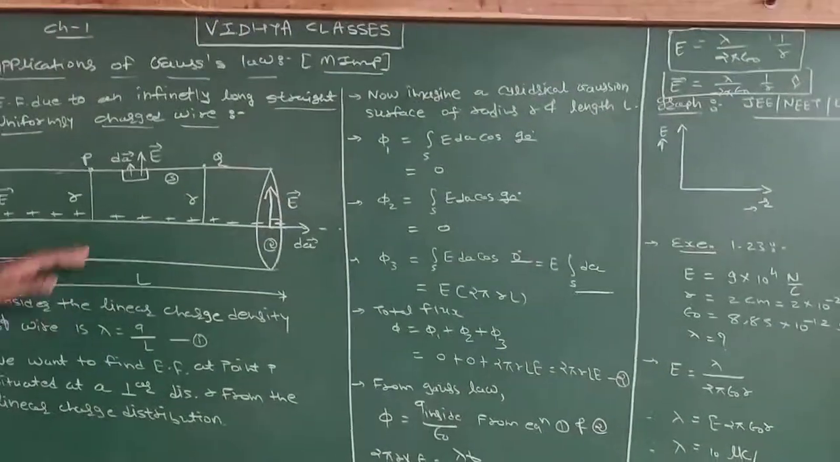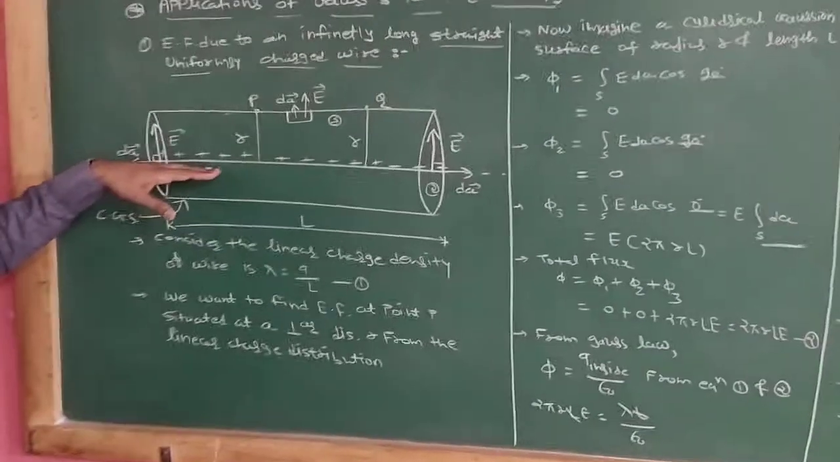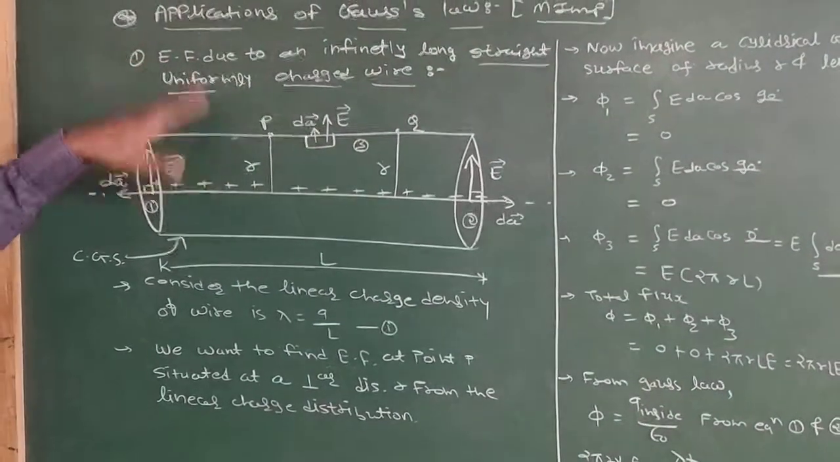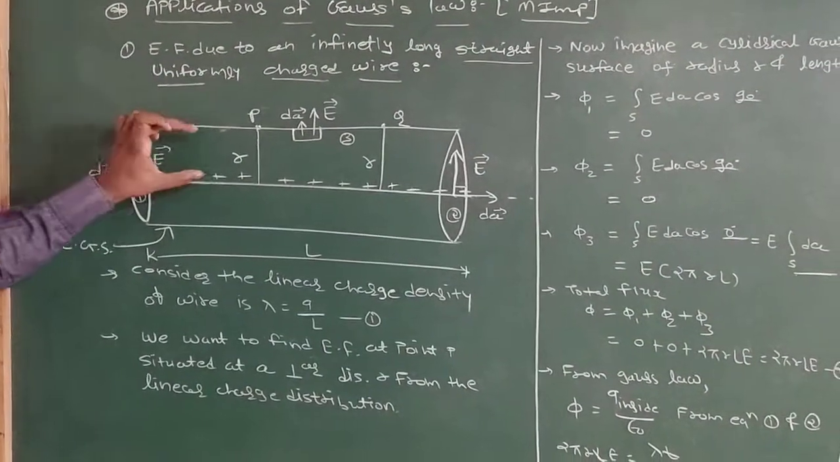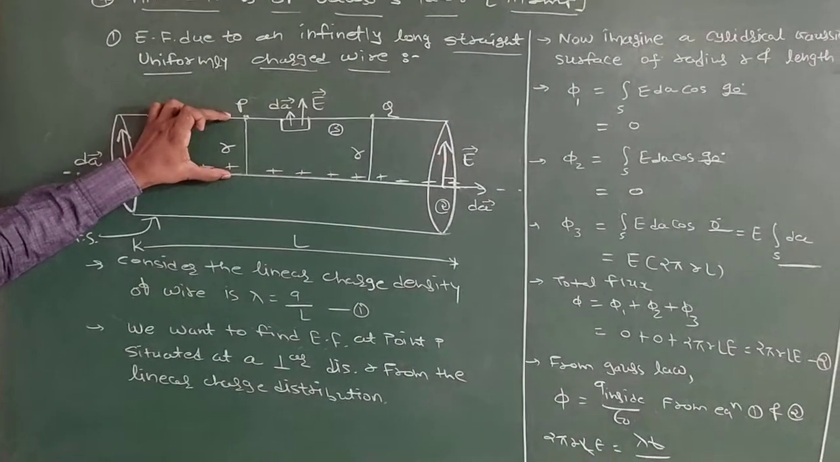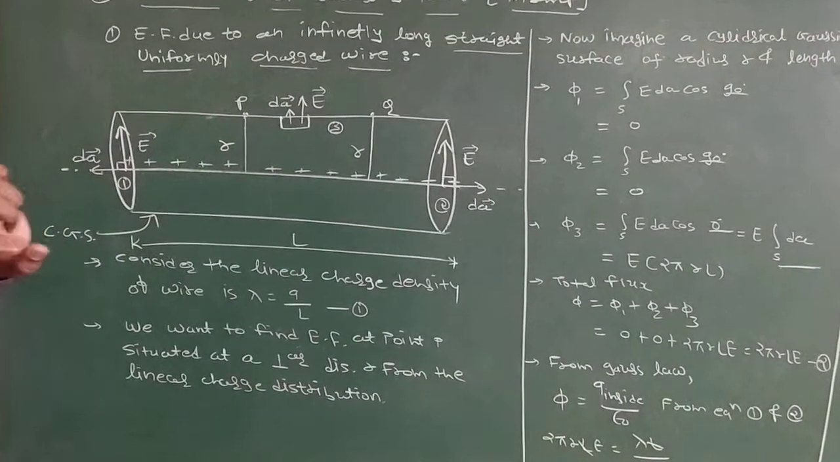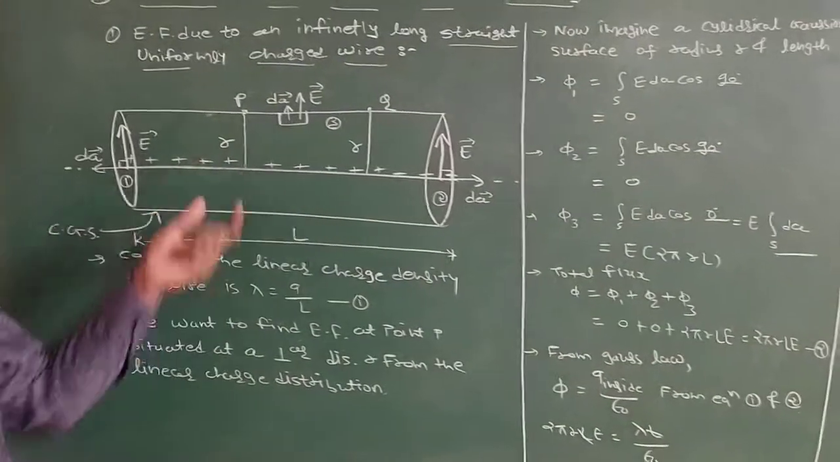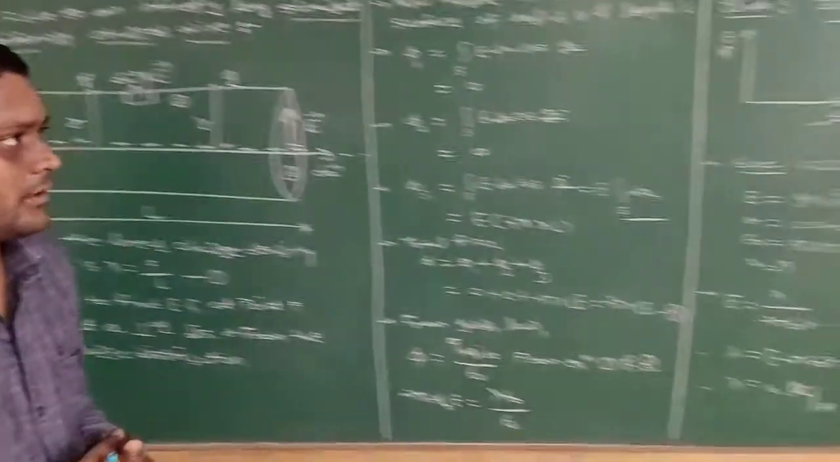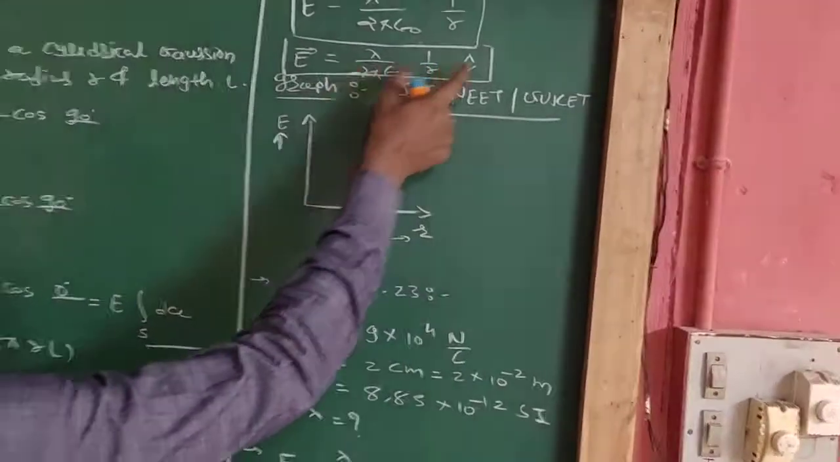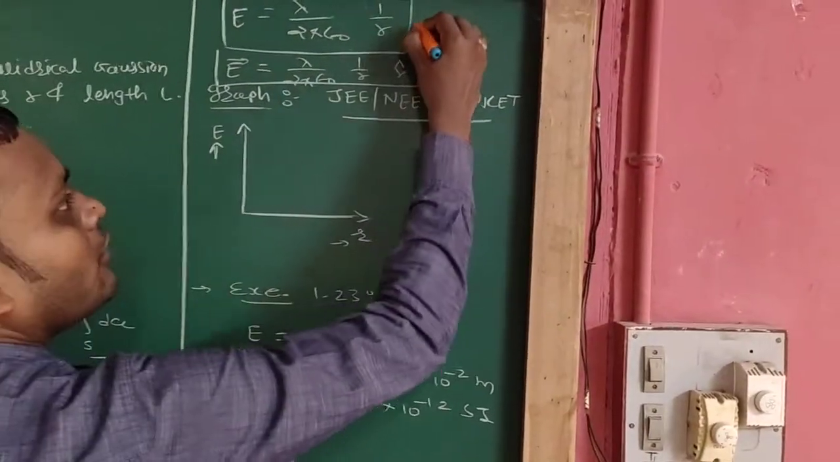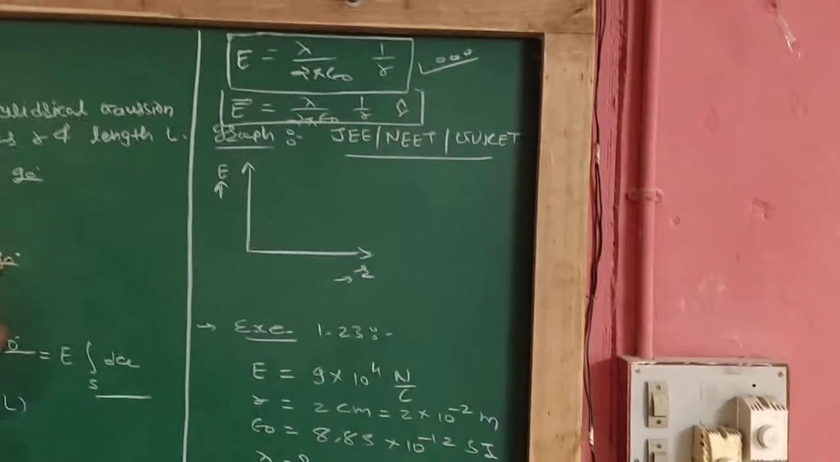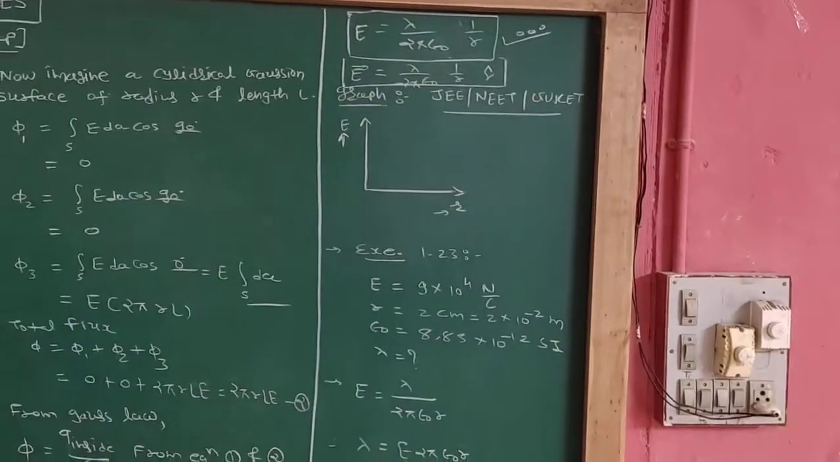So look at this diagram. What is the direction of the electric field? It is radially outward, that is, in the direction of the radius. So that's why r cap indicates that the direction of the electric field is in the direction of the radius. Okay, so this is the magnitude and this one is the direction. Now you have to remember this equation for calculation purposes.